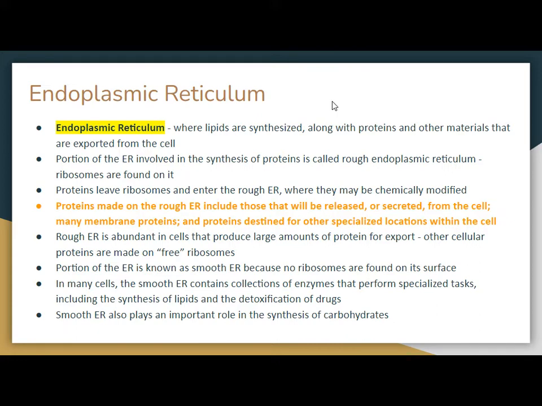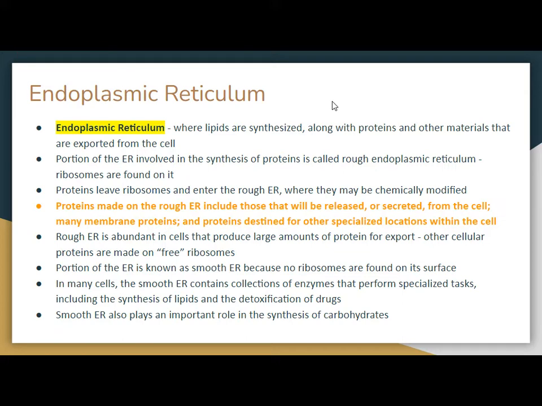So there are 2 pieces of endoplasmic reticulum. We have what's called the rough ER and what's called the smooth ER. The main difference between them is that rough ER is covered with ribosomes. So the rough ER portion of the ER is involved in the synthesis of proteins because the ribosomes are found on it.